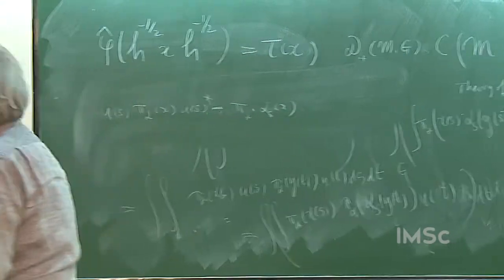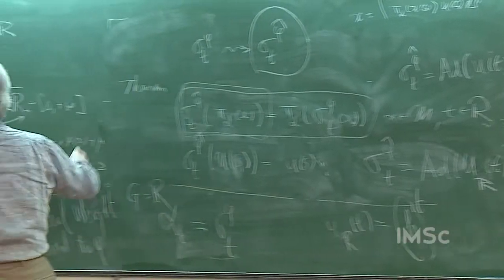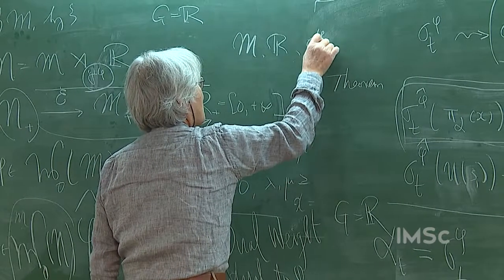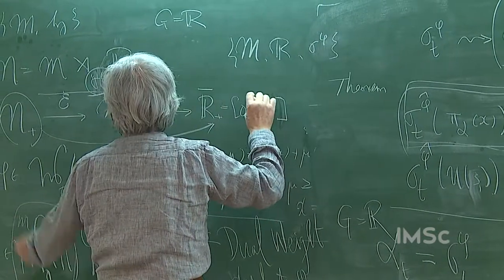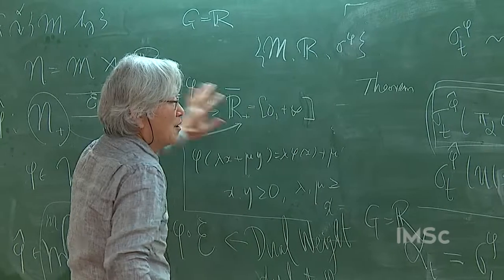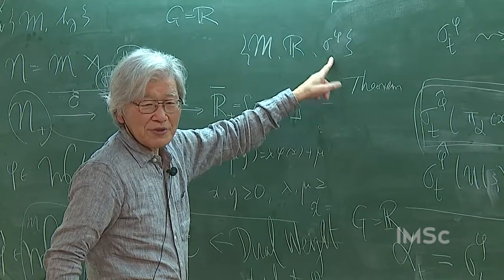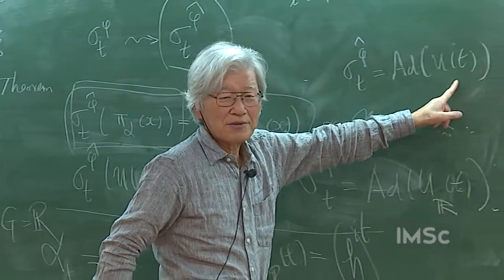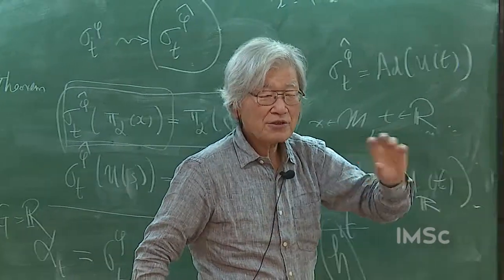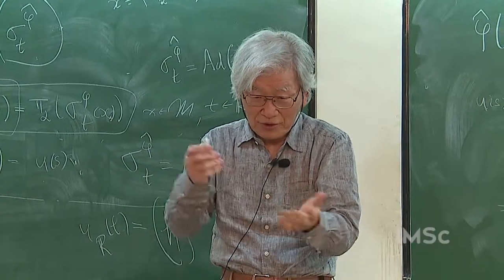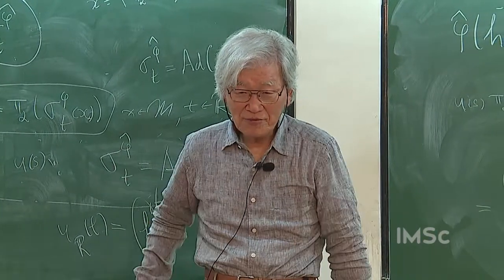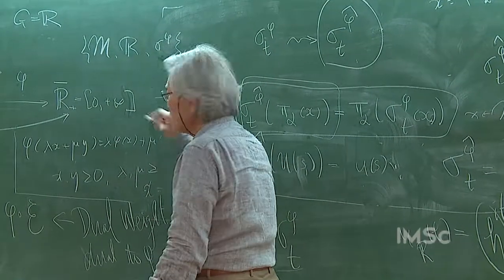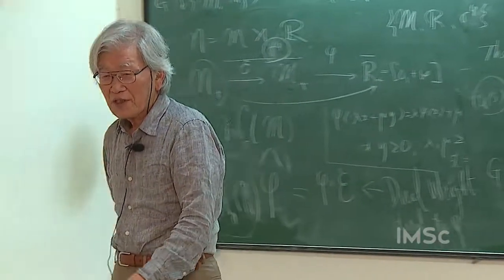Okay, the procedure is this. You have M and R, modular automorphism, and so you are making the cross product. Then you capture sigma phi by this one. Actually, if you extend alpha t, alpha s, the original one, to the bigger one, that will become an inner automorphism by u of s. U of s sits inside the cross product.